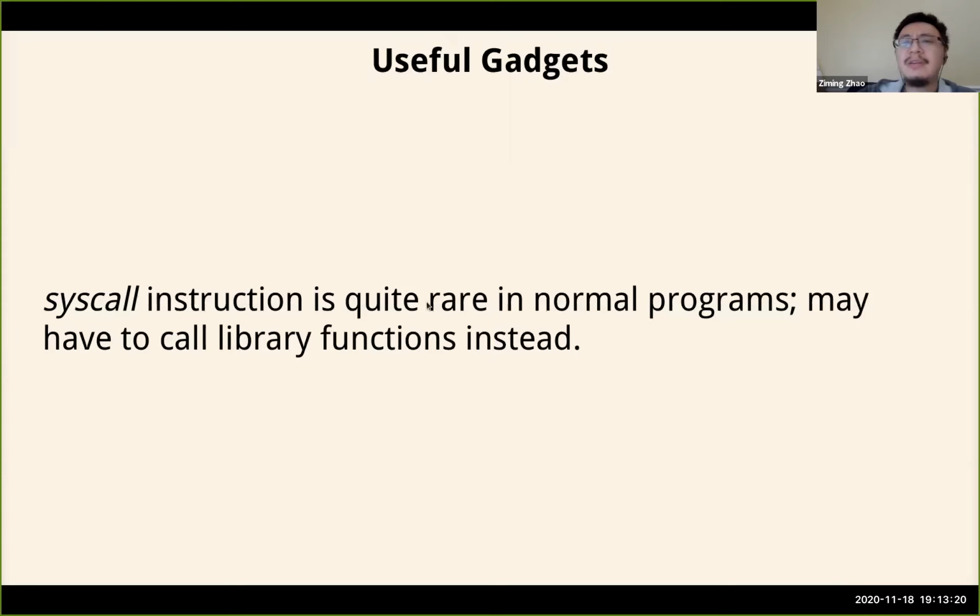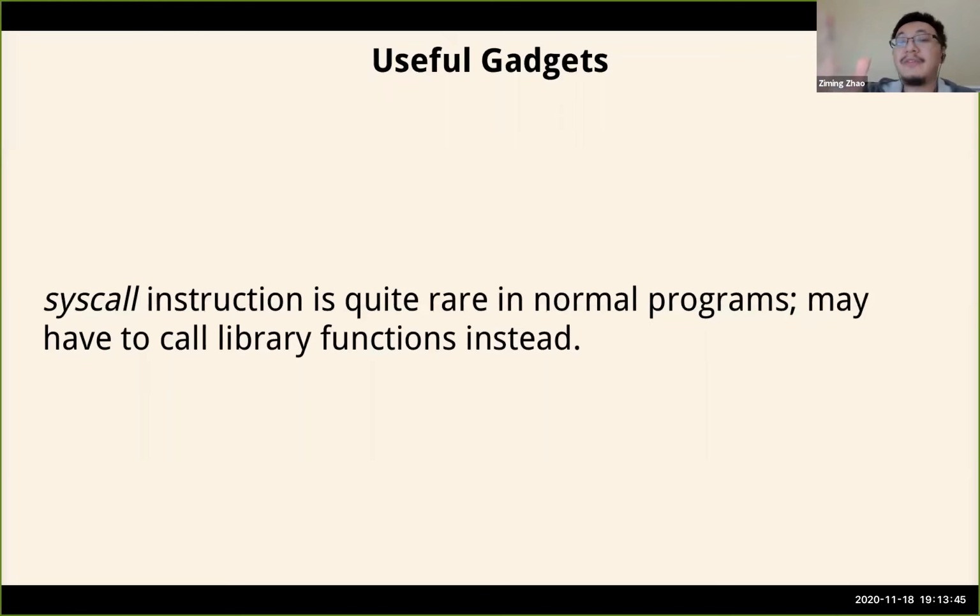And also, even if there are system call instructions in your binary, right? What if there's a system call, but there's no return? Just a system call instruction, not a system call return. Then it's not really a gadget, right? It's just a system call, it's not a gadget. For a gadget, you need a system call return. So after the system call, you can go back to your control.